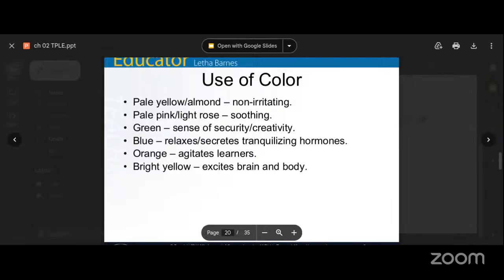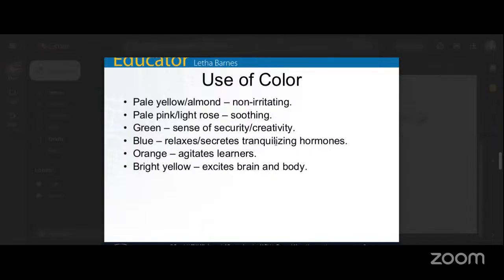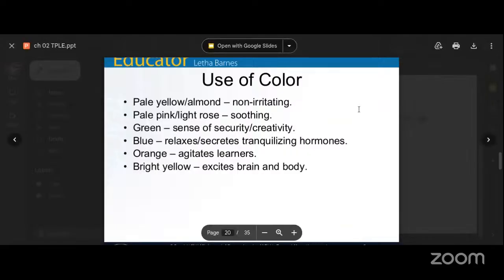Black is lux and luxury. Purple, we talk about that being royalty. Gold is also royalty, luxury.